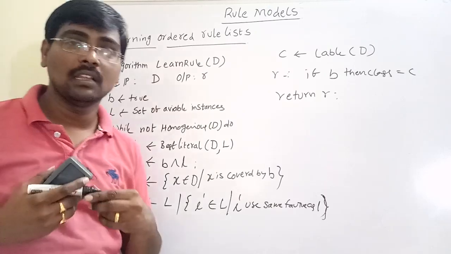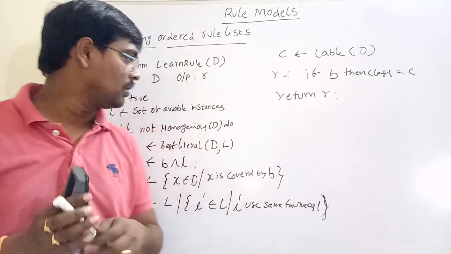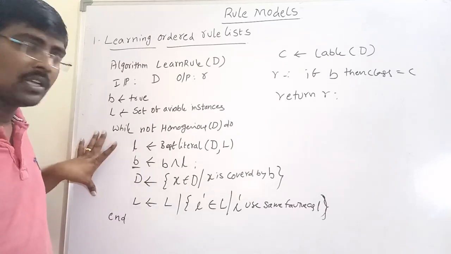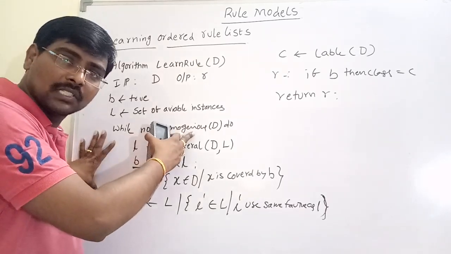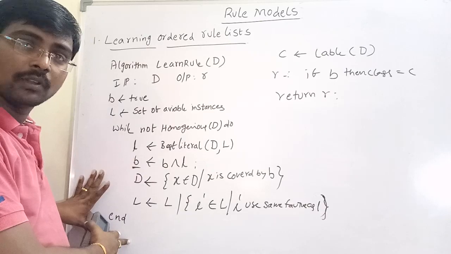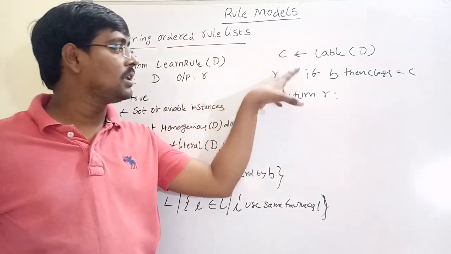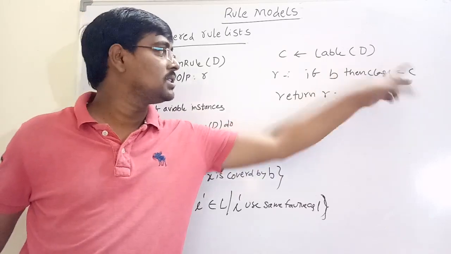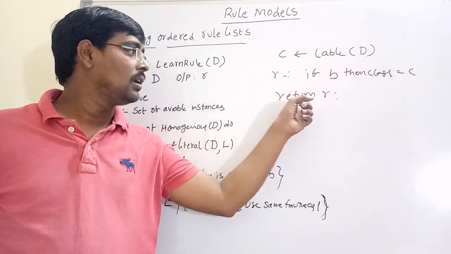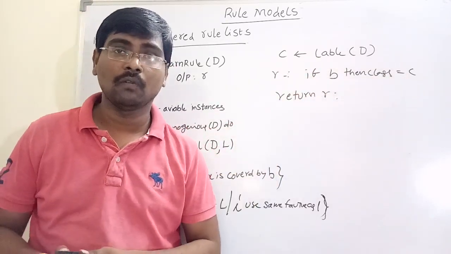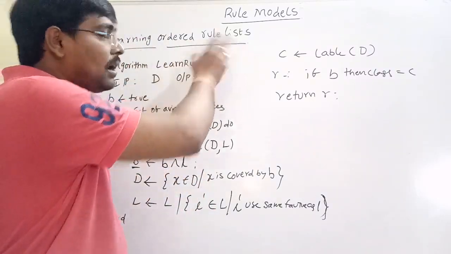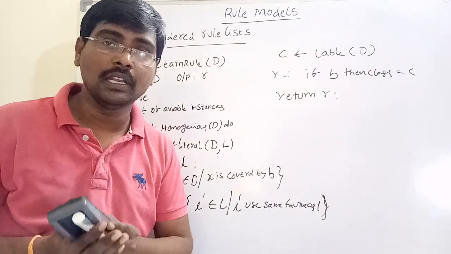Okay, this is the learn rule algorithm. The procedure is very simple. Step by step we are finding the literal and checking the non-homogeneity. Whenever it does not satisfy the condition, it comes out of the loop. Finally, we are creating the label, and this is the rule. If B exists, then the class is C, and that is placed with R. Finally, we return the R value. This is the way to create a decision list. The concept is very simple.